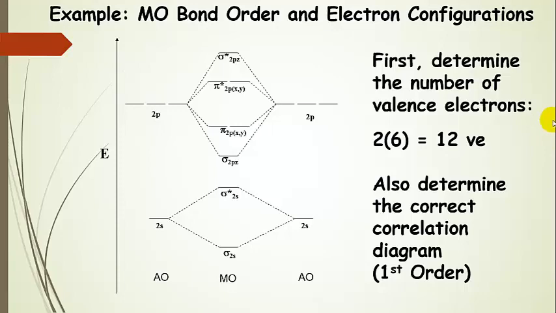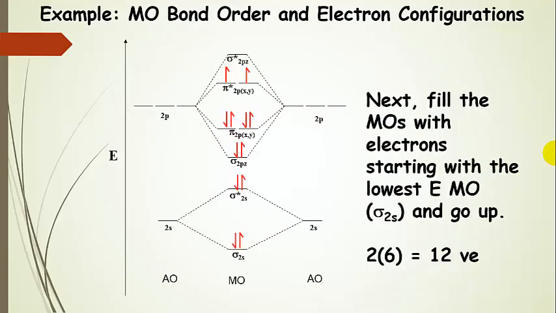Okay, so now first thing we notice is that we have the valence molecular orbital correlation diagram, and we have the first order diagram because we are working with oxygen. And so we use the first order diagram for oxygen. Now, we want to determine the number of valence electrons. So if we count up for O2, we're going to get 12. And we have our diagram. So we are set to fill electrons.